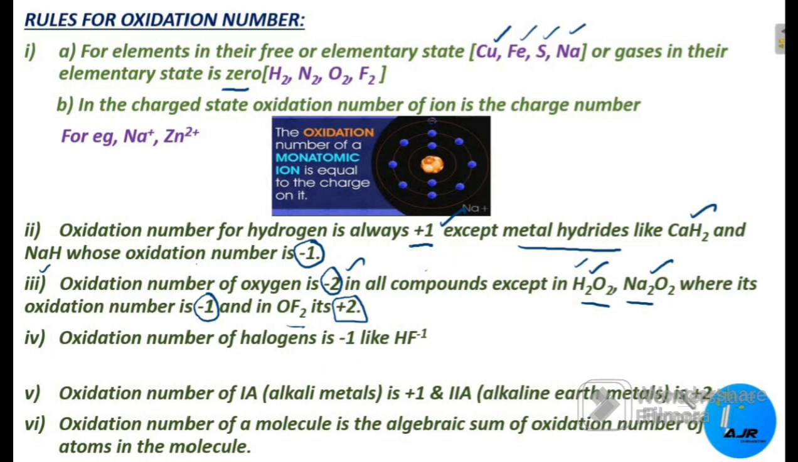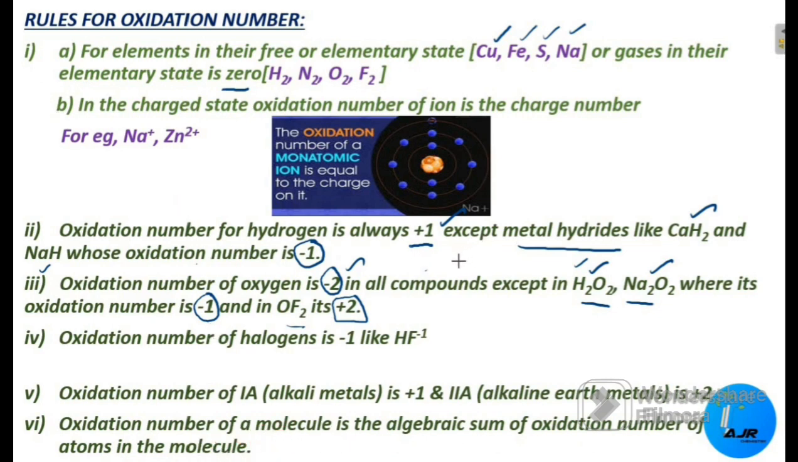Okay, that's very important, right? Then how to find out the oxidation number of a molecule? The oxidation number of a molecule is the algebraic sum of the oxidation numbers of the atoms in the molecule. Okay, this is how to find it out. Let me explain.